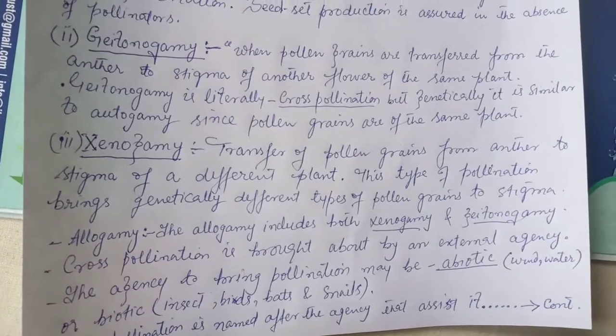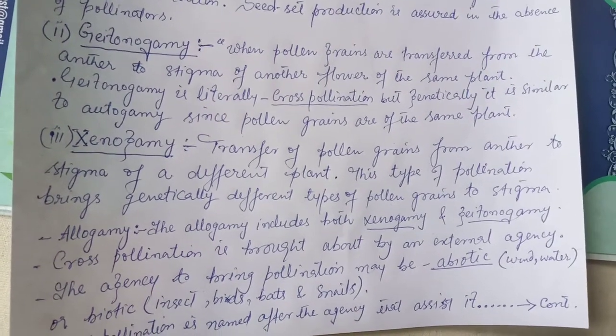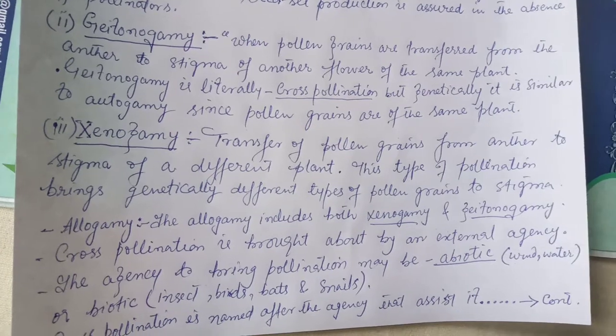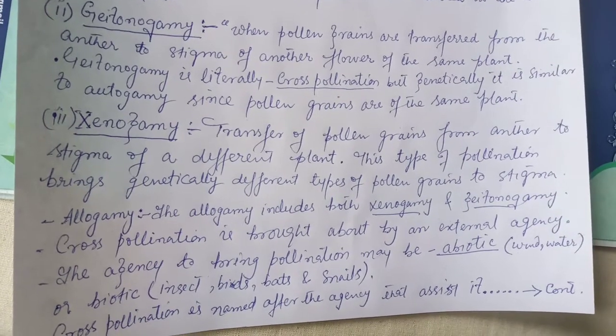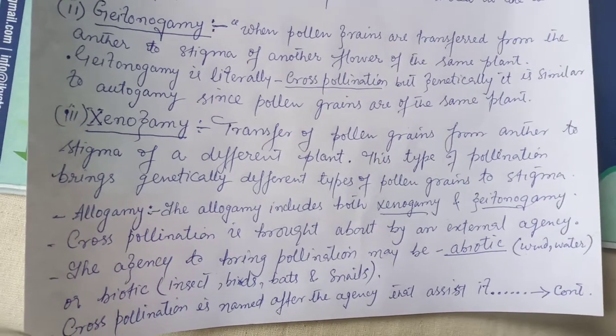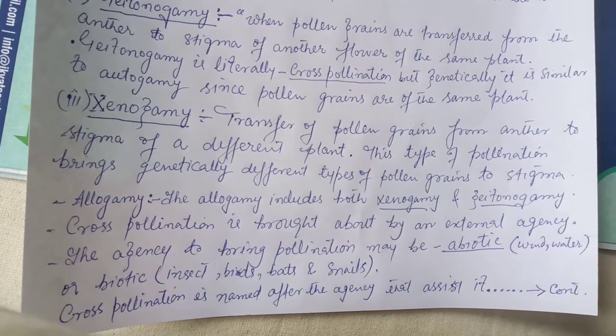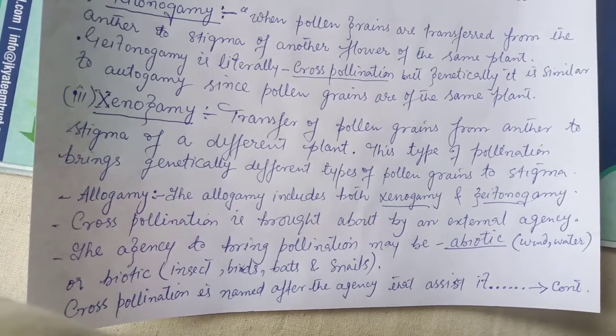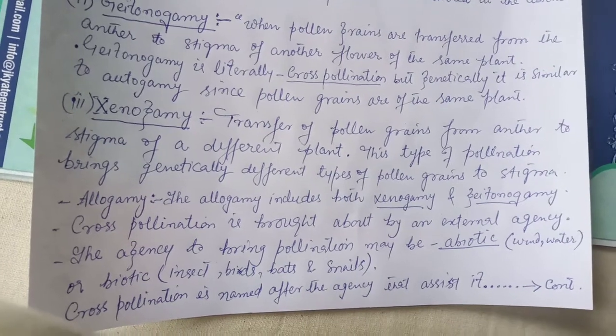And one more term is allogamy. Allogamy includes both xenogamy and geitonogamy. Cross-pollination is brought about by an external agency, and we are going to discuss the agents of pollination in the next class, inshallah.